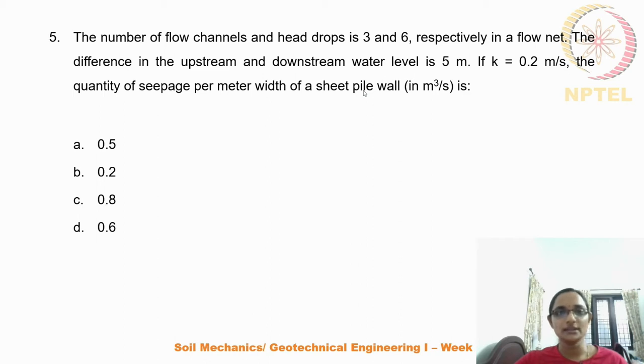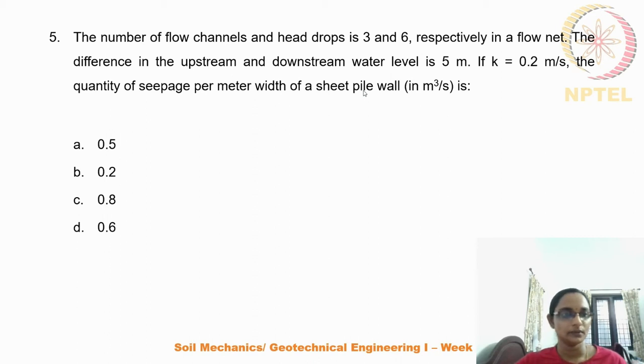So the number of flow channels and head drops is 3 and 6. So NF, number of flow channels, is equal to 3. Number of head drops ND is equal to 6. We are also given the difference in the upstream and downstream water level as 5 meter. Coefficient of permeability K is given as 0.2 meter per second. We are asked to determine the quantity of seepage per meter width of a sheet pile wall. So I've got one answer, option A.